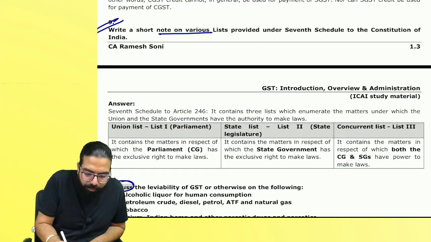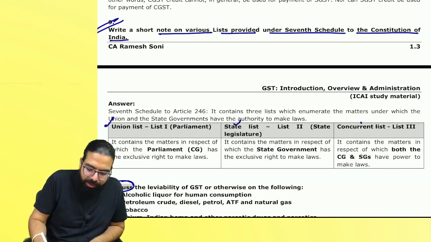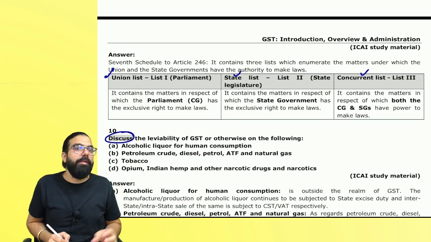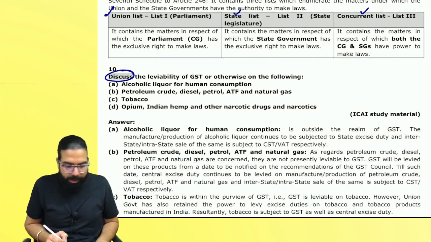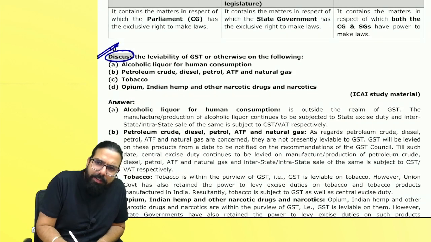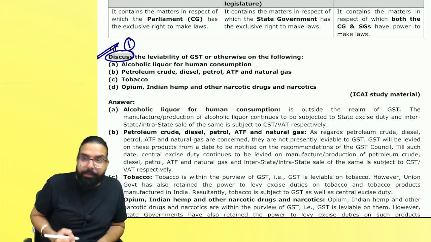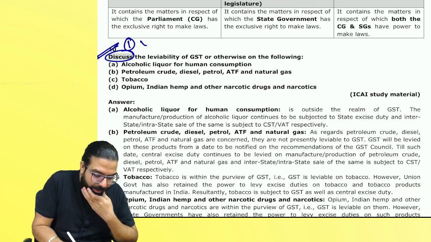Write a short note on various lists under the 7th schedule to the Constitution of India. Baba, list number 1, list number 2, list number 3. List number 1 is what? Parliament will make the law. List number 2, state legislature. And list number 3, both the governments together. Next. This I want you guys because it is a C graded chapter ka A graded question. 1 mark can come. Please read this properly and go. Okay? This you mark it.